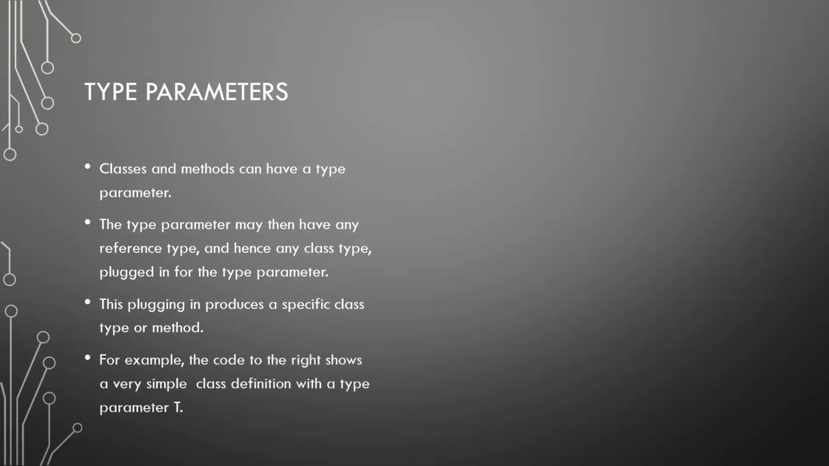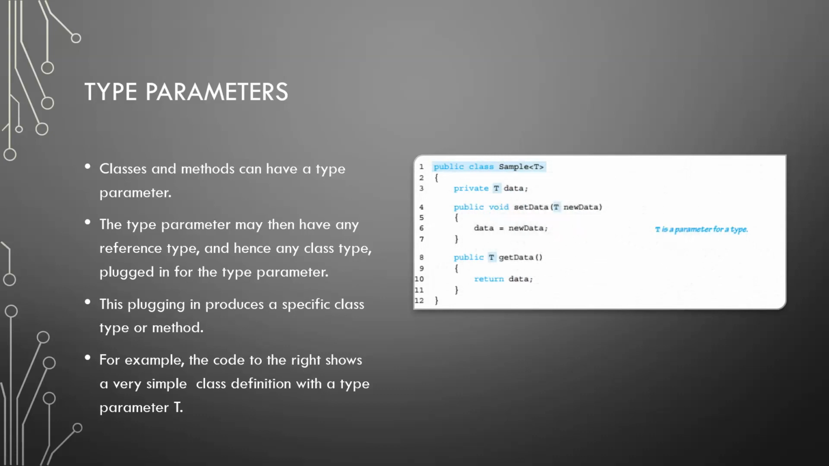So, for example, the code to the right shows a very simple class definition with a type parameter T. public class Sample<T>, private T data, public void setData(T newData), data = newData, public T getData(), return data.